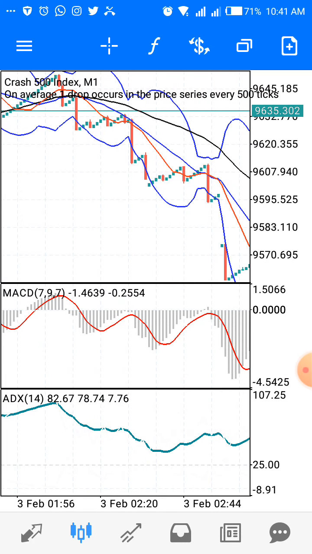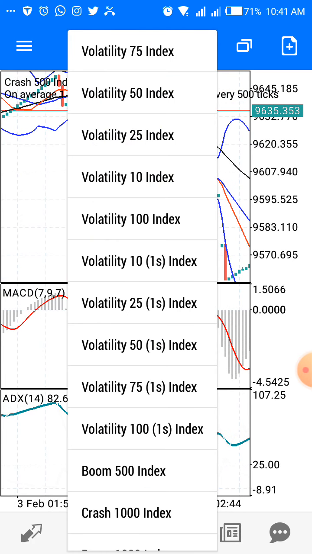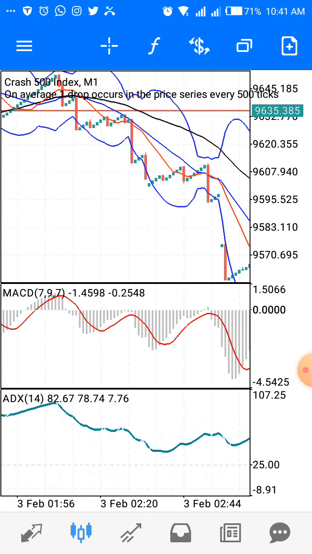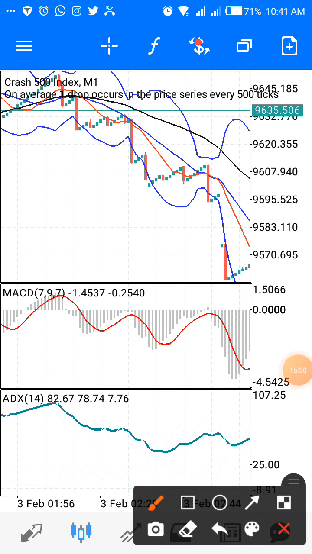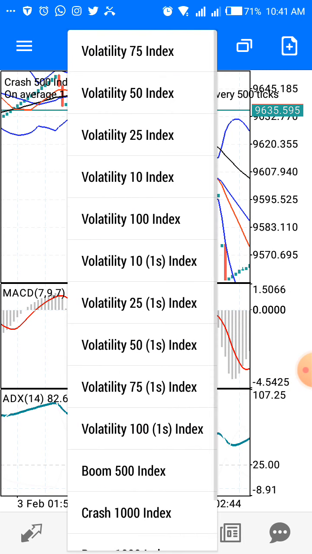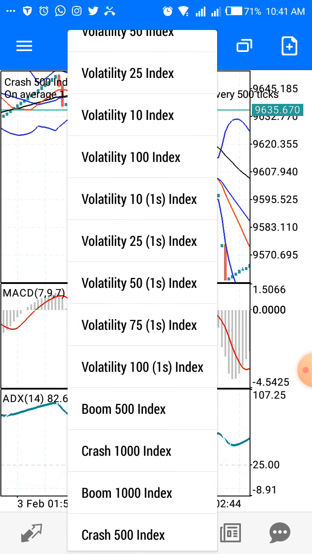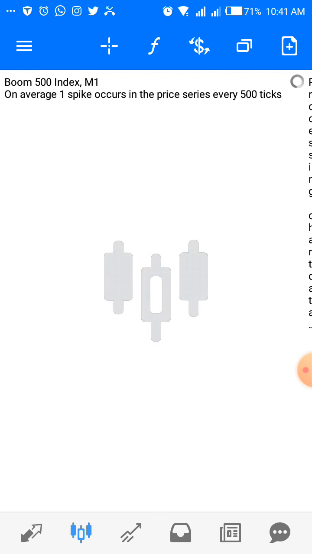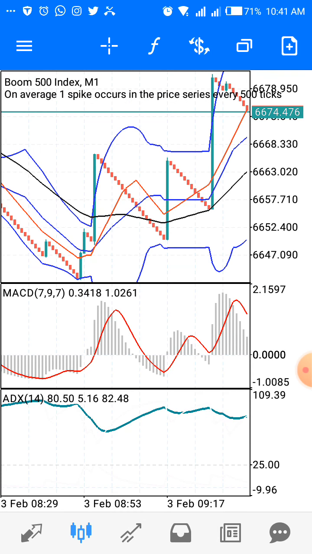Okay, mind you, if you want to go to any market, you press this dollar sign. If you want to go to any market, you press this dollar sign and the market opens for you. Okay, let's go to Boom 500. Okay, this is our Boom 500.